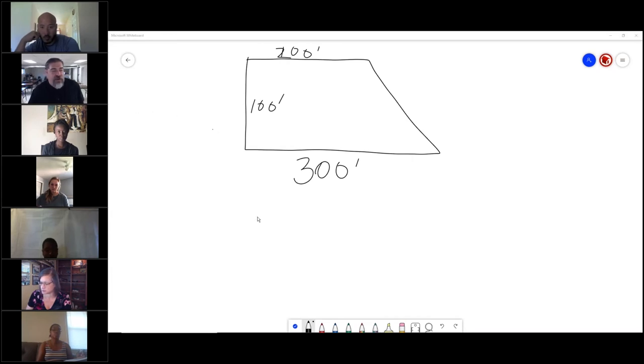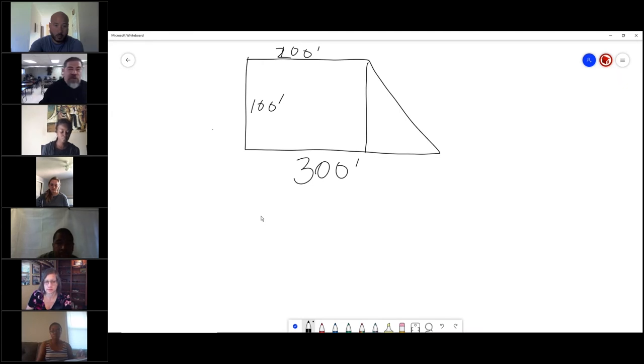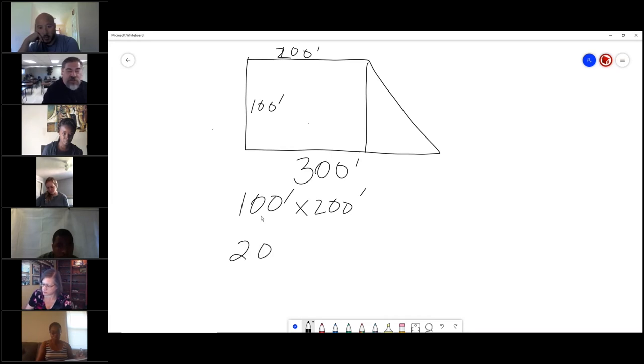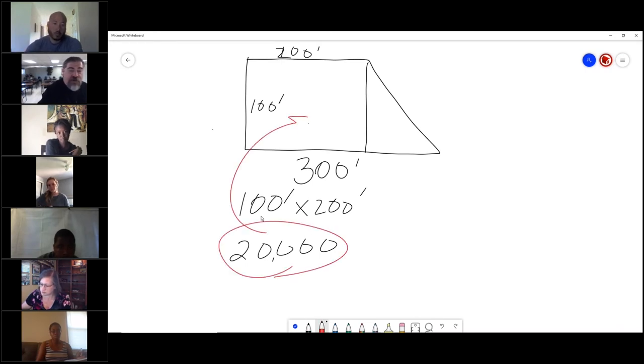And the trick is to realize that this is a combination of a rectangle and a triangle. So, once again, this rectangle is how big? 100 by 200 square feet. So, 2, 1, 2, 3, 4 zeros. But that's just this part. You've got to add this part.